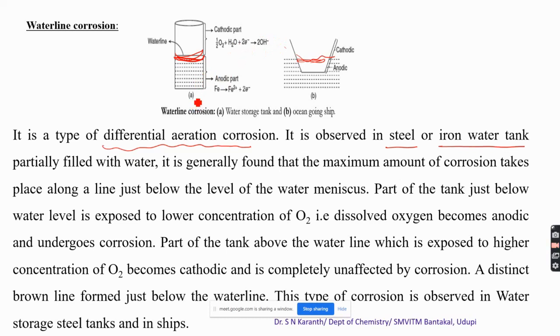At the anode, the loss of metal is observed and electrons are liberated. They move towards the cathode and negative ions are formed, and those negative ions combine with the positive ions. A distinct brown line is formed just below the water line. So that's why this type of corrosion is called waterline corrosion, and it is categorized in a different way. It is particularly observed in an ocean-going ship and the water storage tank or any component which is immersed in water.